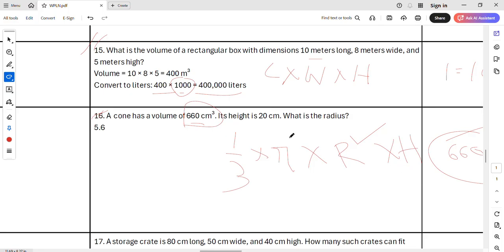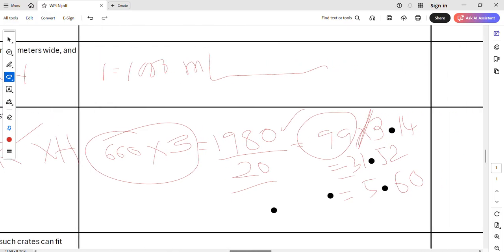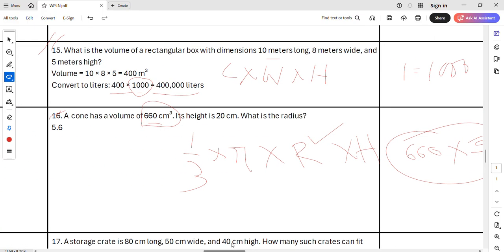Then we need to multiply with 3, 660 times 3 is 1980, divided by the height. So we got 99. Okay, 99 divided by pi, divided by pi 3.14. Then the square root, and we get 5.60. Okay, so we apply this formula.